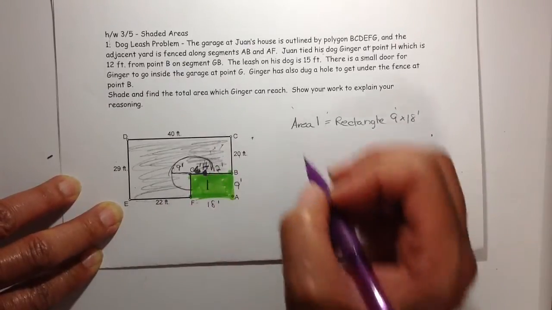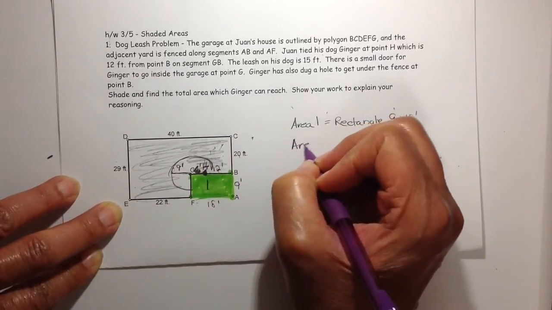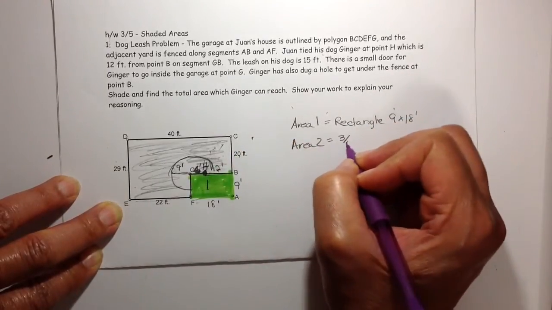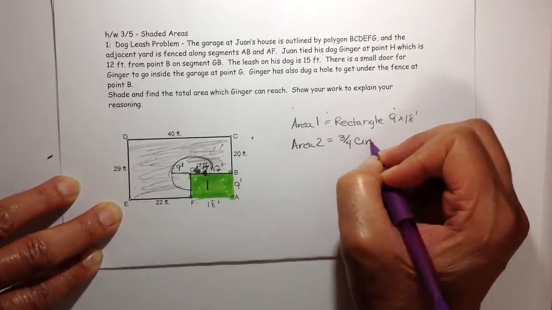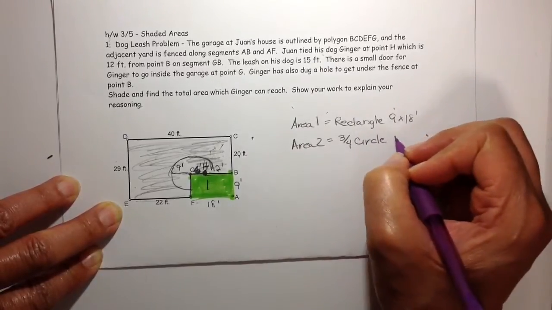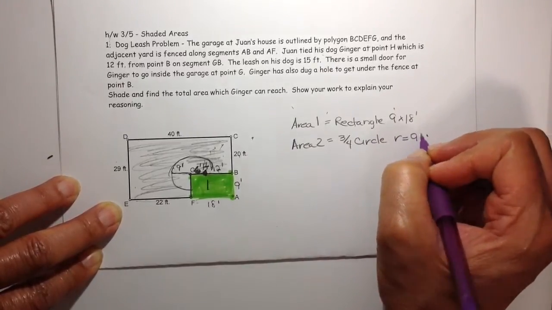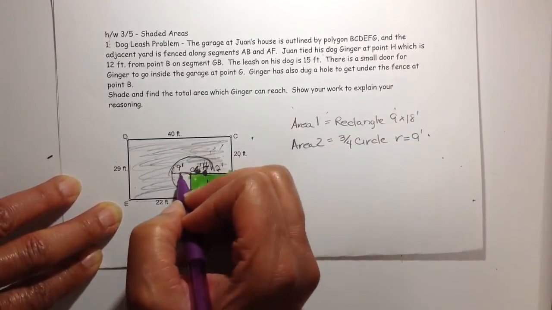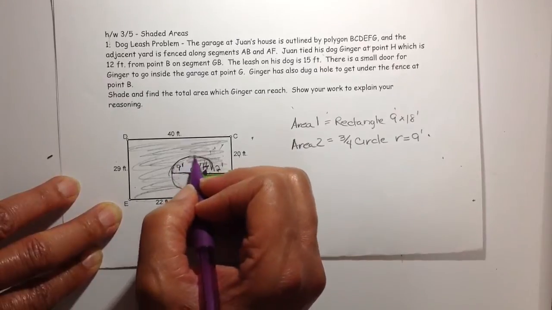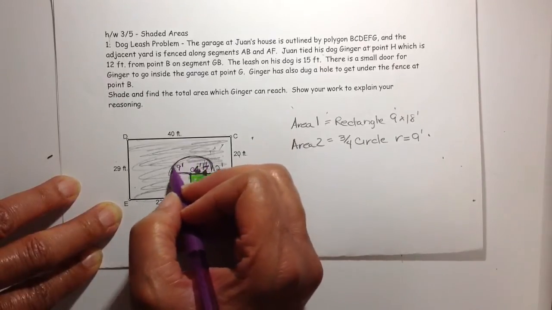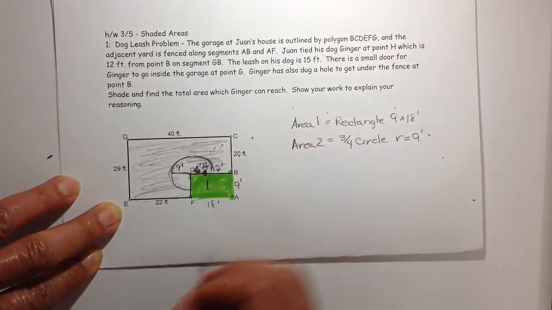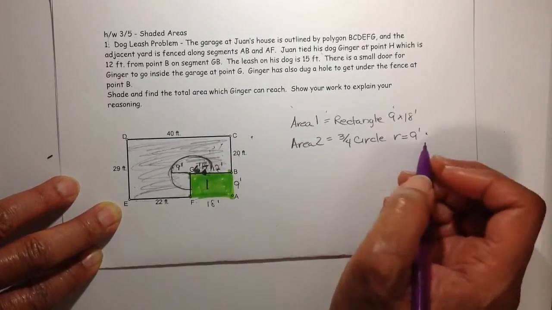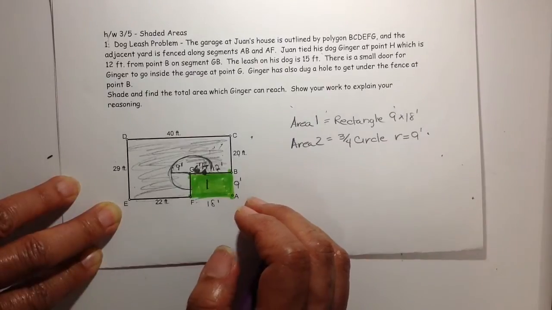So the dog would be able to cover, I'm going to call that area 2, a 3/4 circle that's a radius equal to 9 feet. So all of this area in here. Once the dog gets through the door, the dog will be able to run 9 feet in this direction and 9 feet around. So it'll be a 3/4 circle that the dog will be able to run.